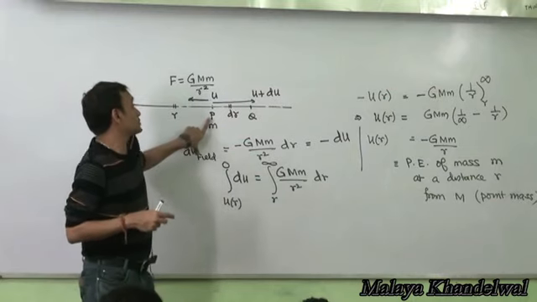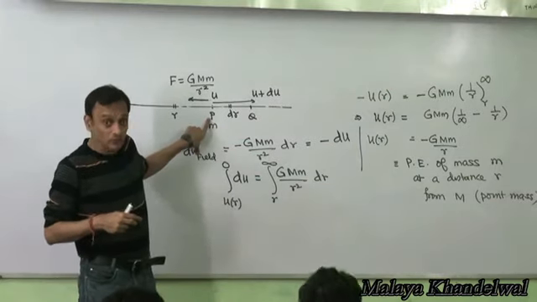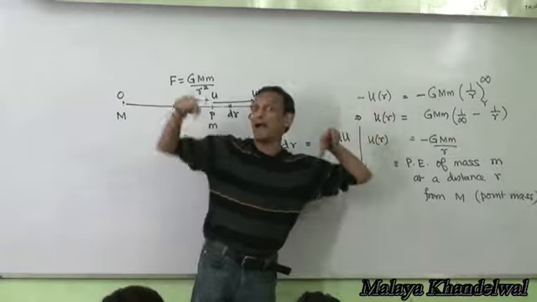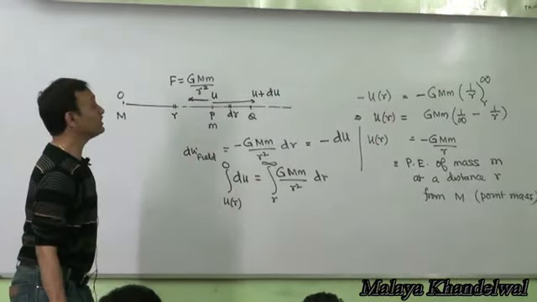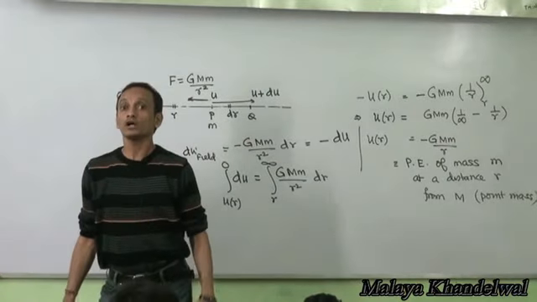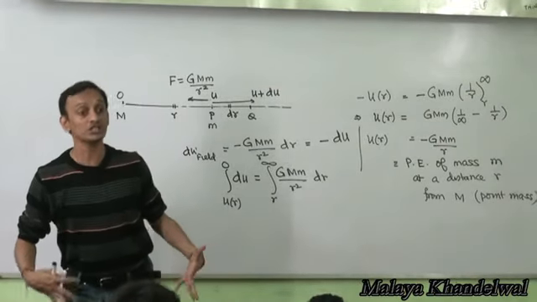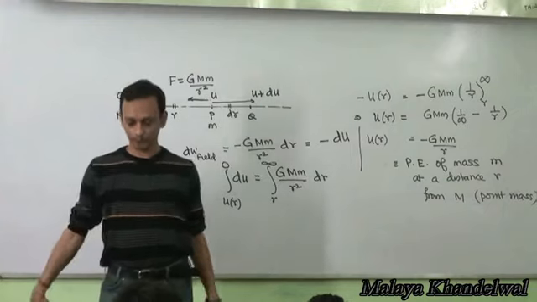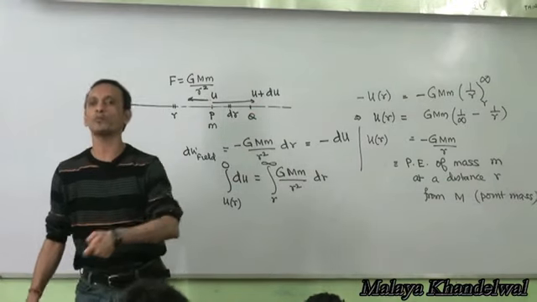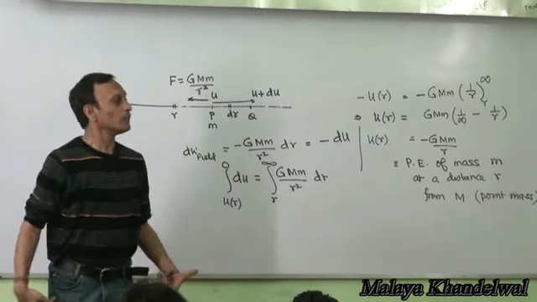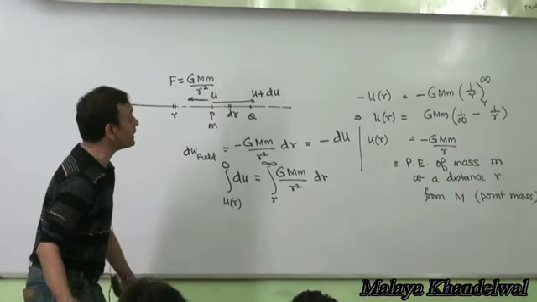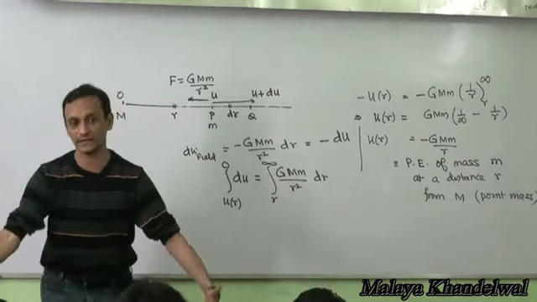Now we define at P, this certain point P, this is the potential energy of a mass small m at P. We define at P a certain property of the field. At P we define a property which is the potential energy of a unit mass at P. The potential energy of a unit mass at P is referred to as the potential at P.